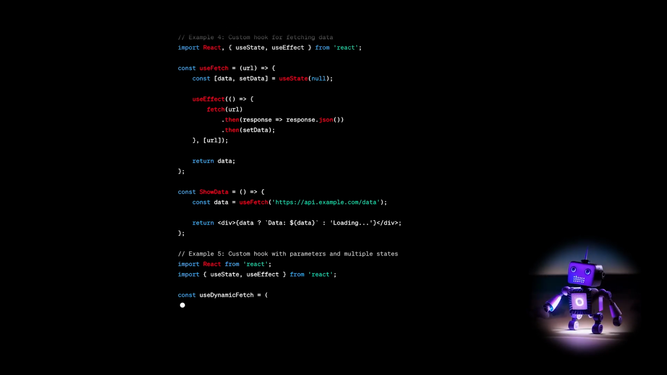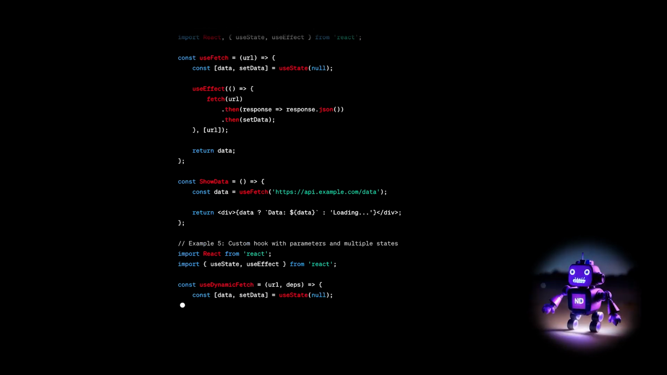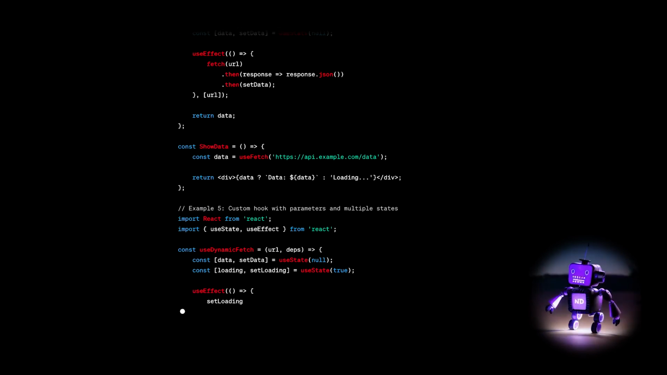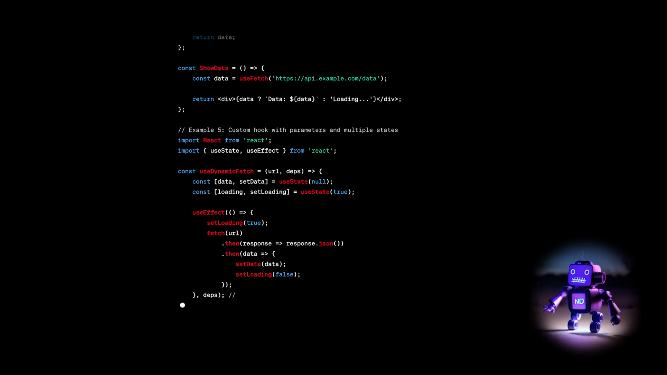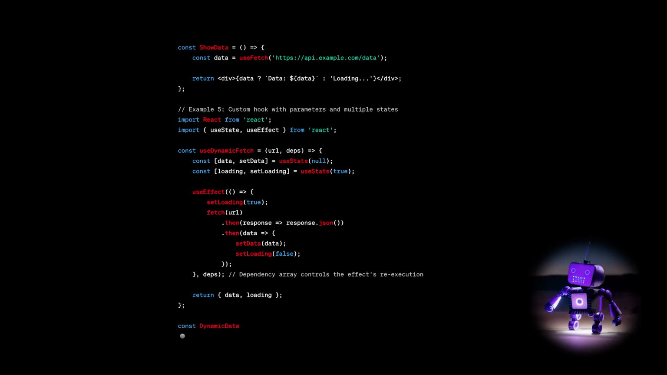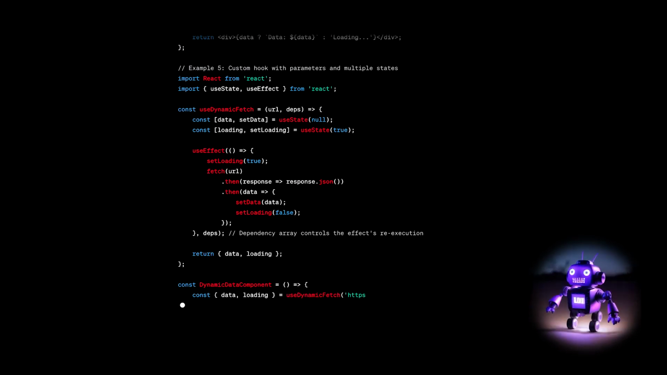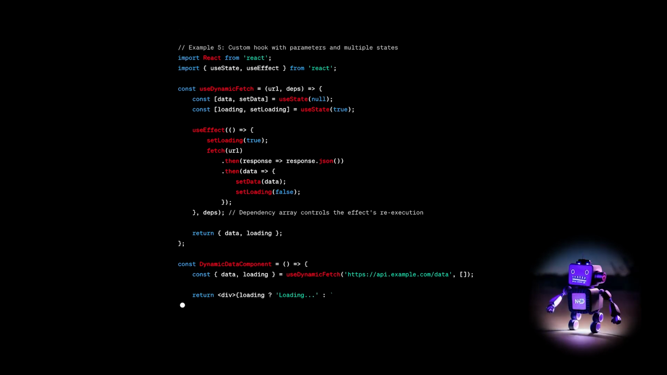Example 5 advances to a more sophisticated custom hook, useDynamicFetch, which takes a URL and dependencies array as arguments. This hook manages both the data and loading state, making it versatile for fetching data under varying conditions. The DynamicData component uses this hook and displays either the loading state or the fetched data.